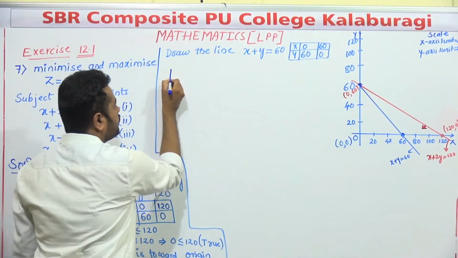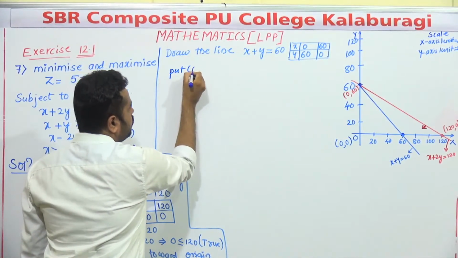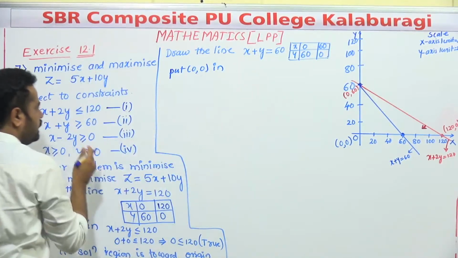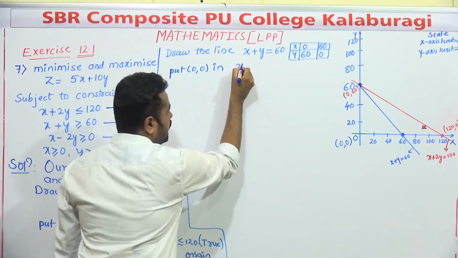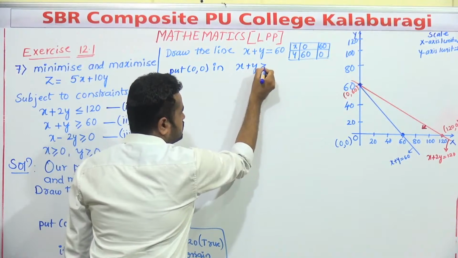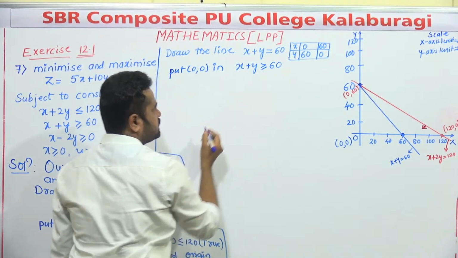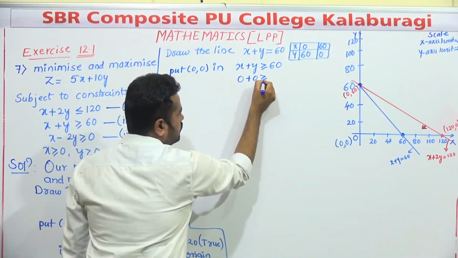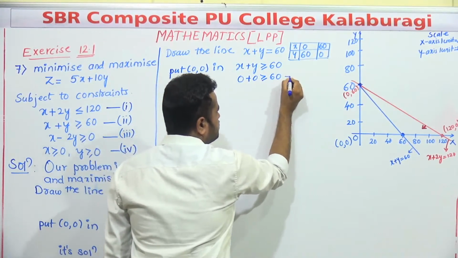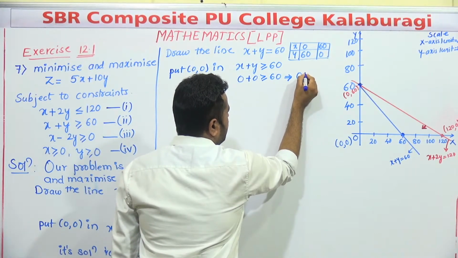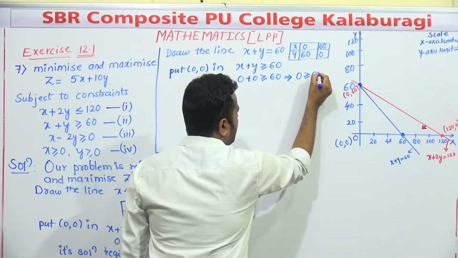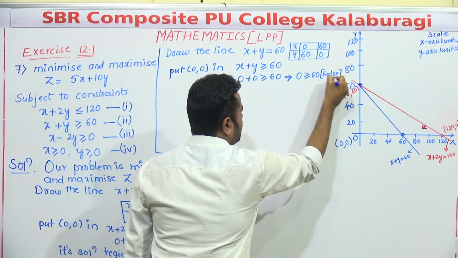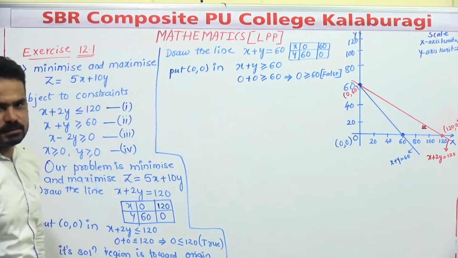Put 0, 0 in its corresponding inequality. Its corresponding inequality is x plus y is greater than or equal to 60. Substituting, x is 0 and y is also 0, so 0 is greater than or equal to 60, and this is false. Okay? 0 is not greater than 60.